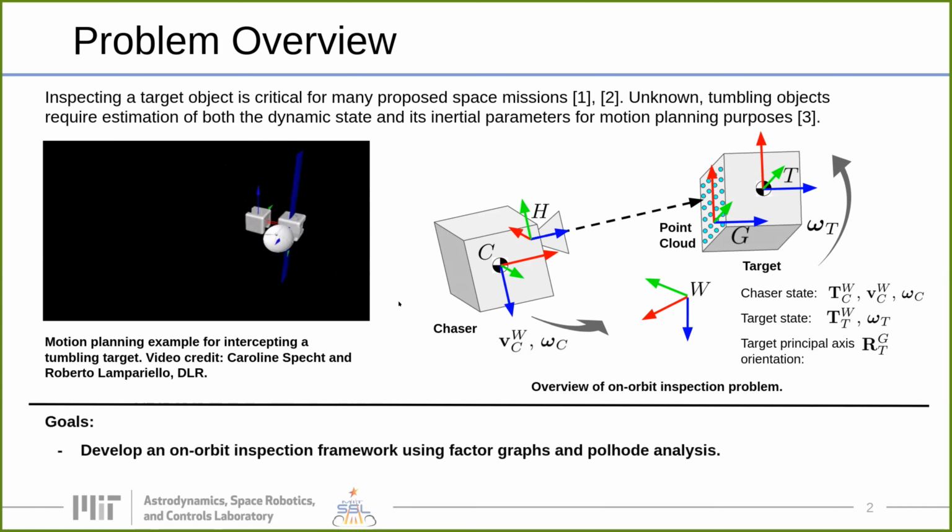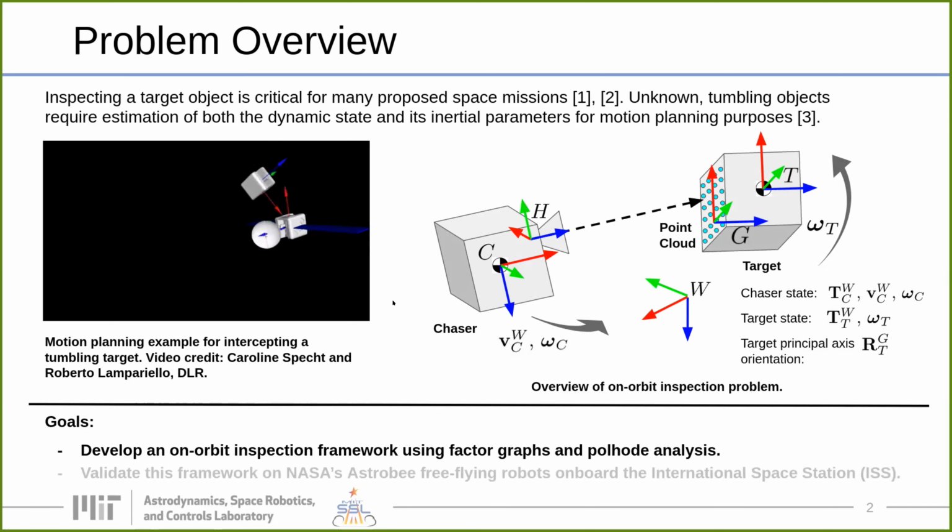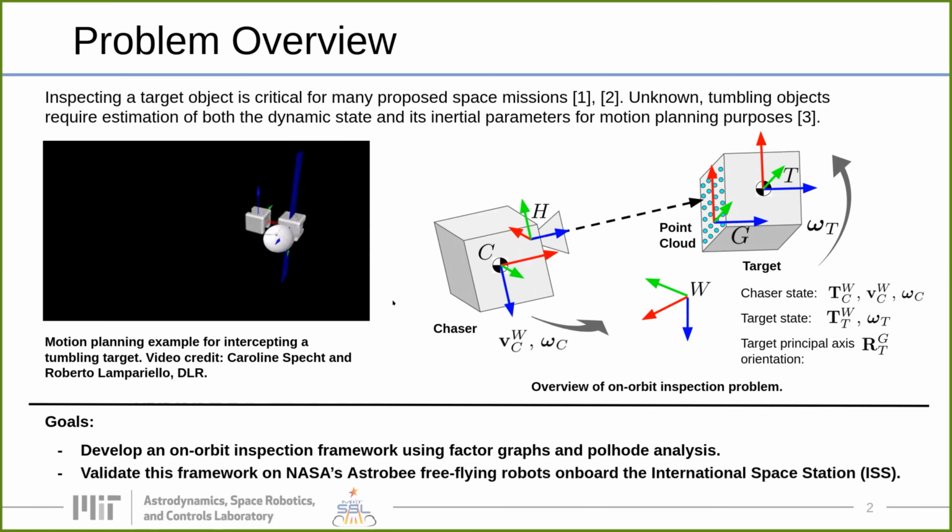So the goals of our work, like I said, are to develop an on-orbit inspection framework using factor graphs and SLAM for relative navigation, and then pole-hode analysis for the principal axes determination. The big point of this work is to try to validate this on hardware on NASA's Astro-B free-flying robots, which are situated on the ISS and used for microgravity experiments. Like Courtney mentioned in her talk, a big purpose of our work is trying to figure out where these algorithms go wrong when you implement them on real hardware in a real microgravity environment.